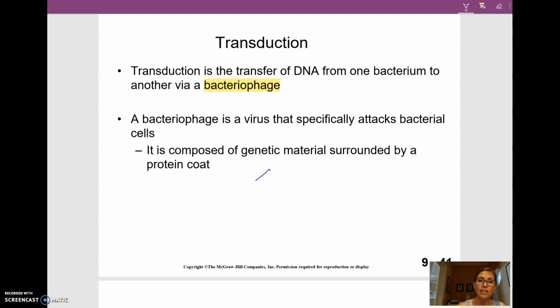And so bacteriophage actually look kind of like really weird little robots. They have these little fibers, these tail fibers. They have a protein coat.